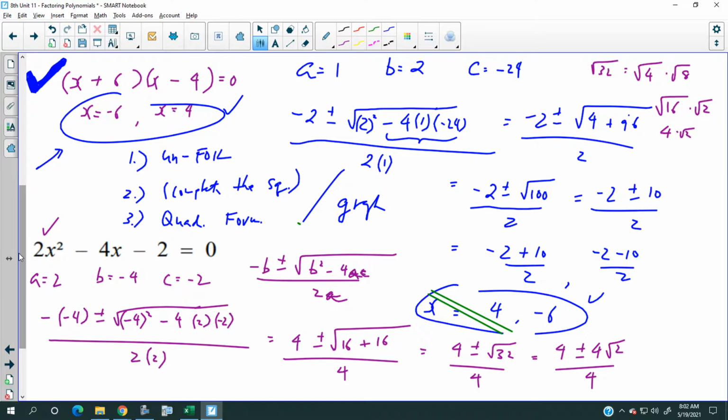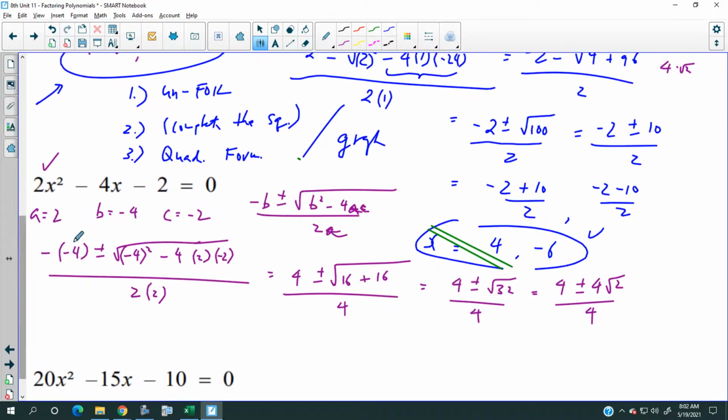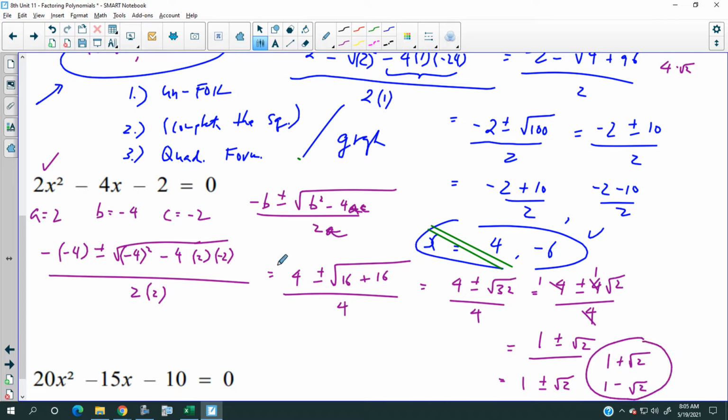Now, you can run into this, but here you can actually reduce. You can look at it like this: 4 over 4, so that's 1 here, and a 1 down there. And here is another 4, going to 1. So you have 1 plus or minus the square root of 2. The 4's cancel out, so I'm left with 1 plus or minus the square root of 2, which you can write as 1 plus the square root of 2, and 1 minus the square root of 2. Like that.